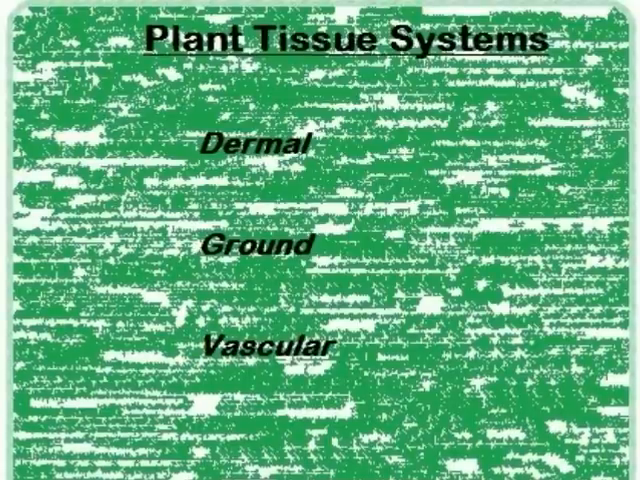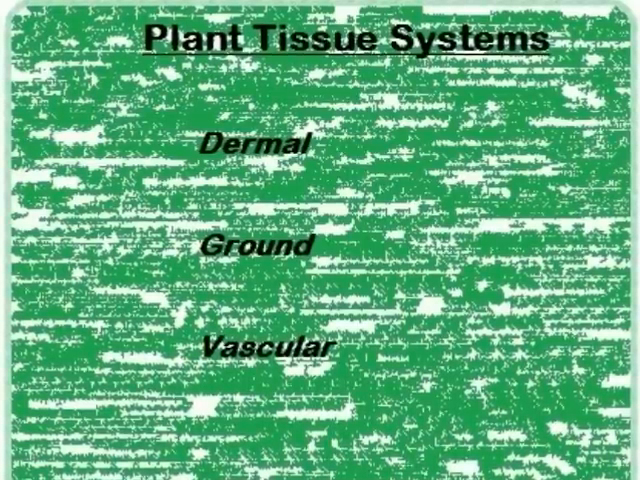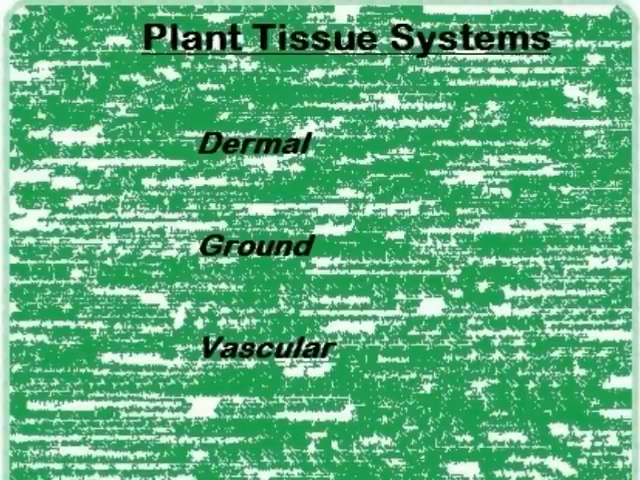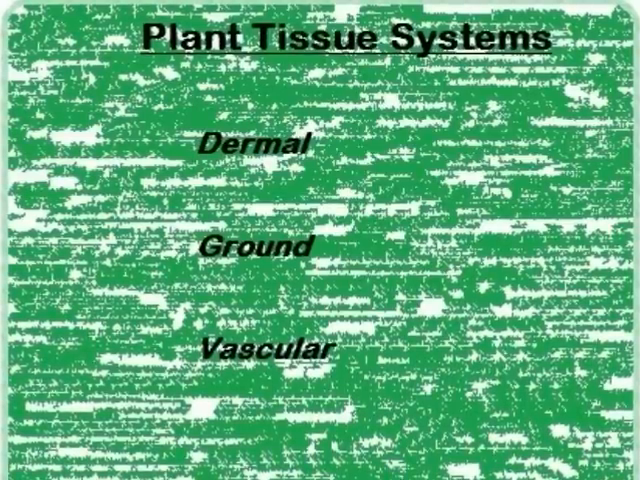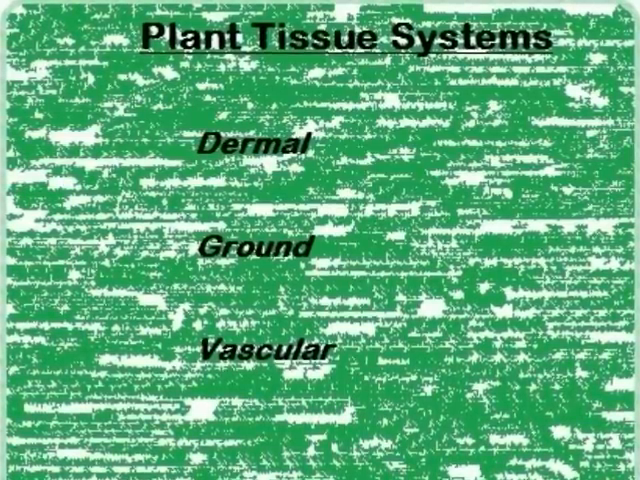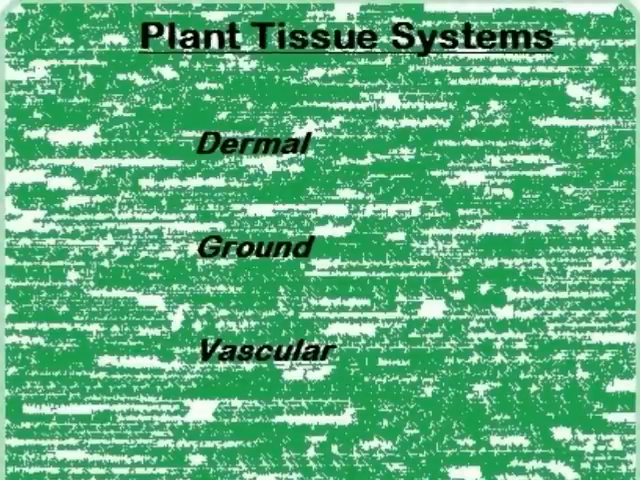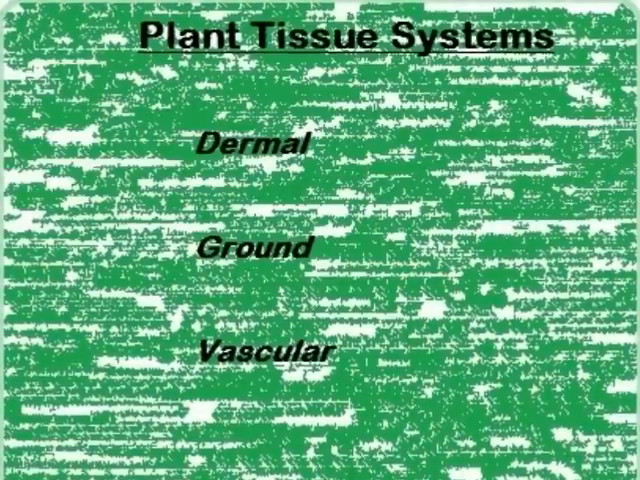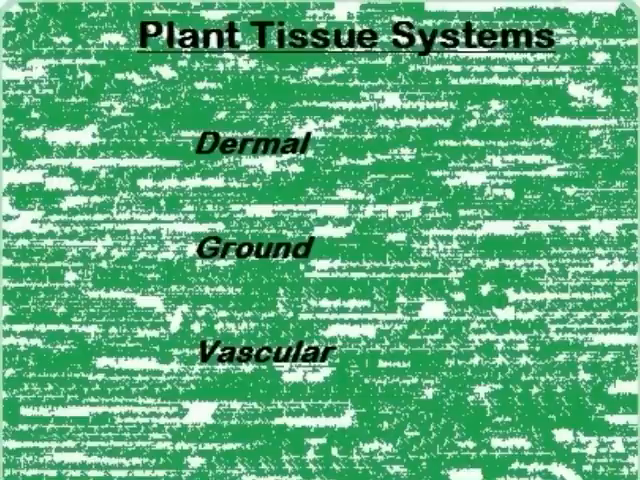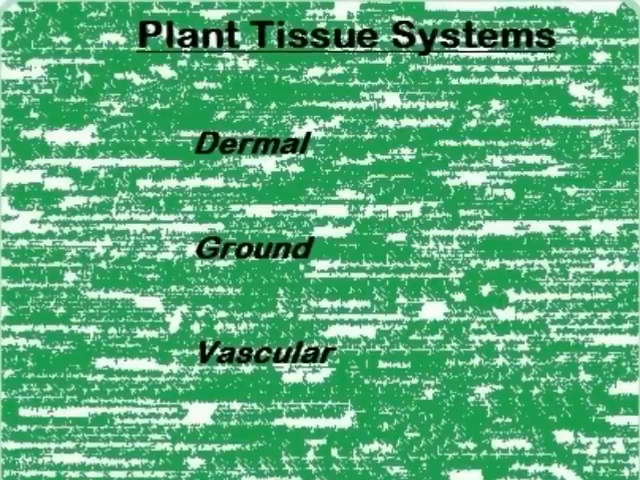Dermal tissue is made up of epidermal cells that make up the outermost covering of the plant. These cells secrete a waxy layer that aids in the prevention of water loss. They form hairs such as root hairs, and they form the openings in the plant called the stomata.